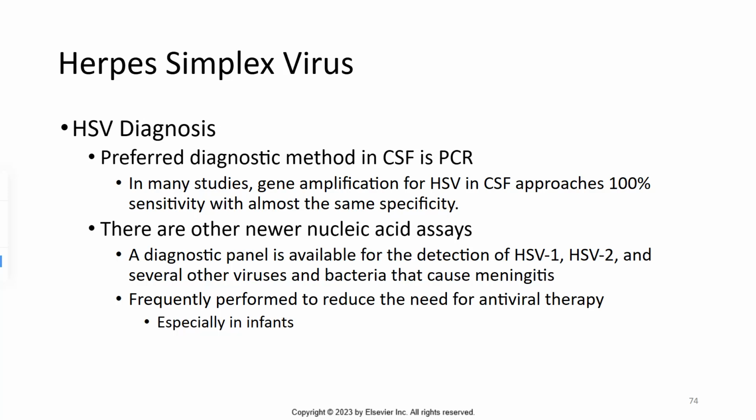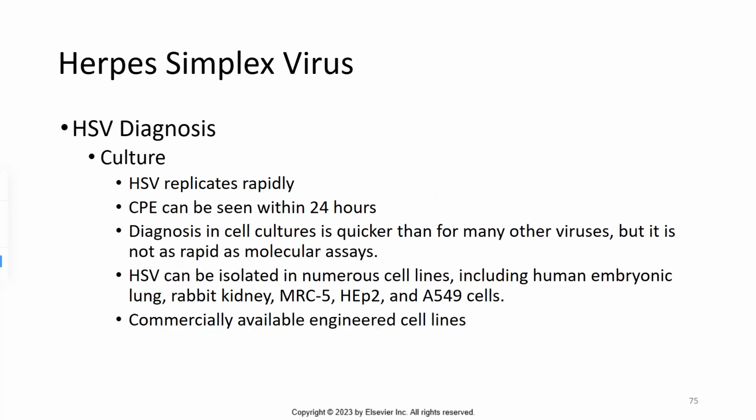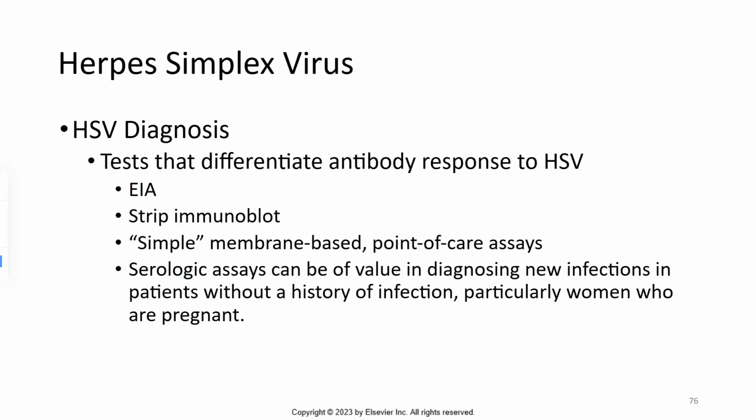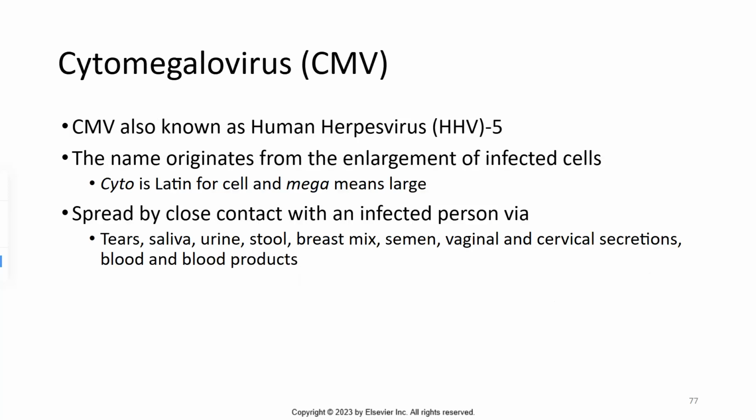The preferred method in CSF is PCR. In many studies, gene amplification for HSV in CSF approaches 100% sensitivity. There are other newer nucleic acid tests. A diagnostic panel is available for the detection of HSV1, 2, and several other viruses and bacteria that cause meningitis. Culture: HSV replicates rapidly, and CPE can be seen within 24 hours. Tests that differentiate antibody responses to HSV are listed below. And then we're moving on to cytomegalovirus.